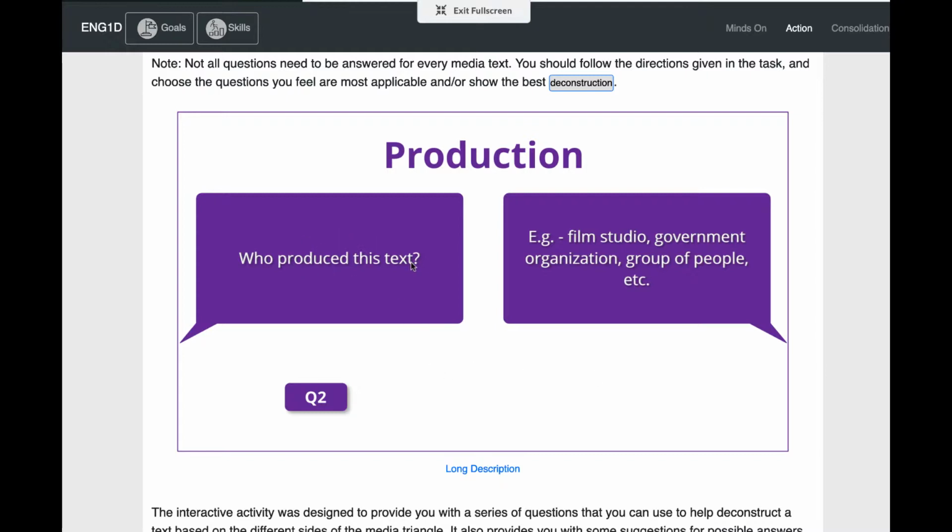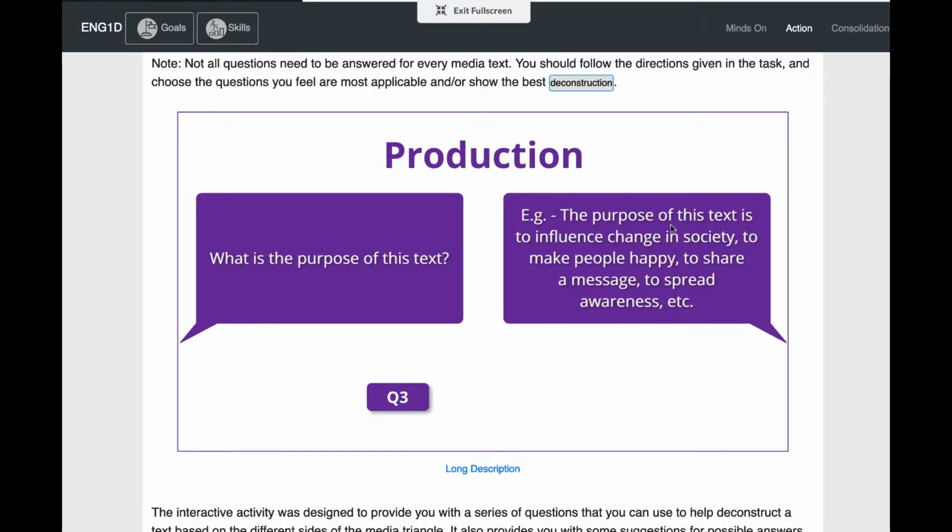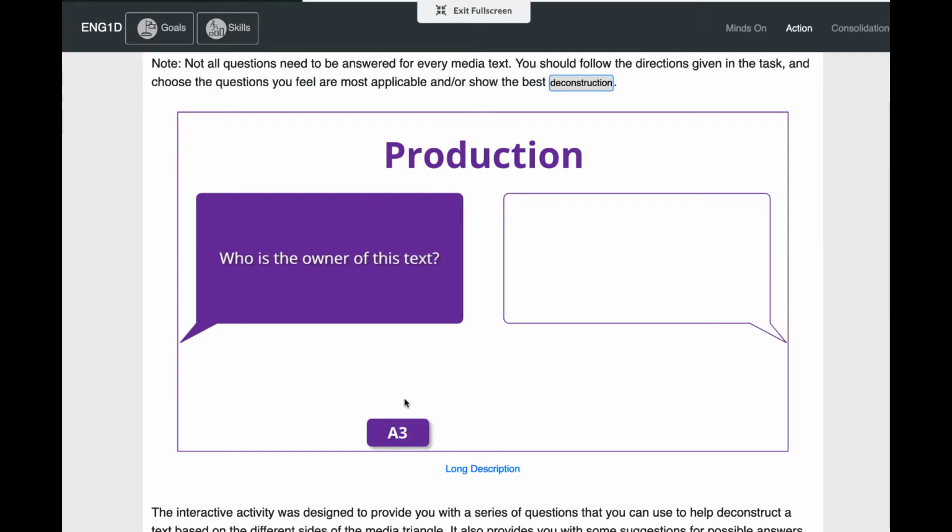Okay, so who produced this text? The answer to this question could reveal bias. If it's a government-produced production, then maybe they're trying to sway your political opinion. What's the purpose of this text? It could be to influence change in society, to make people happy, to share a message, to spread awareness, et cetera, et cetera. So you need to know why they're making this piece of media.